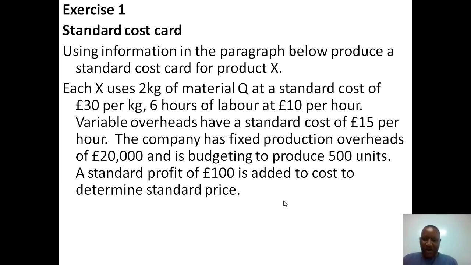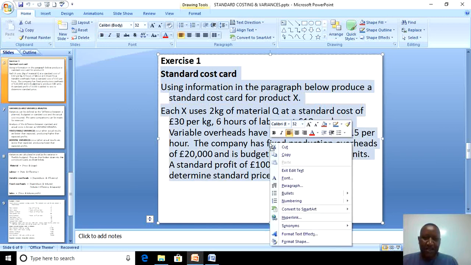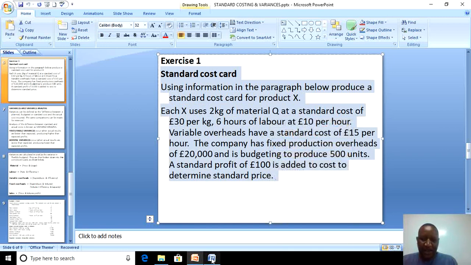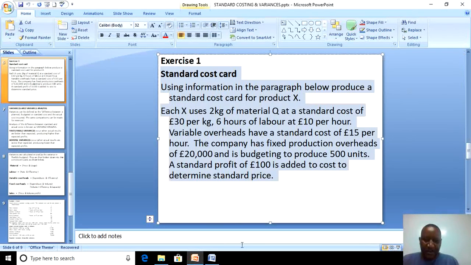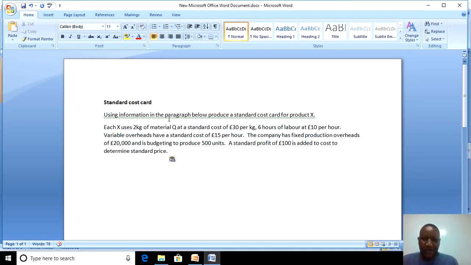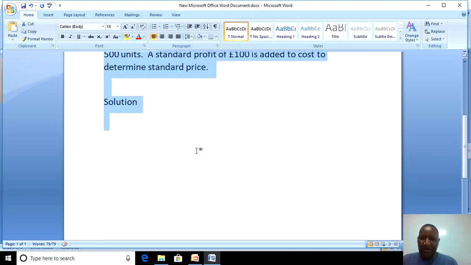So let's just go to our worksheet. I'll copy this question so we can paste it on our worksheet and see how we can calculate or produce the standard cost card. Okay, so there we are. I always love working with tables, so let's see how we can use a table to help us. Let me just increase the font a bit so that we can see clearly.